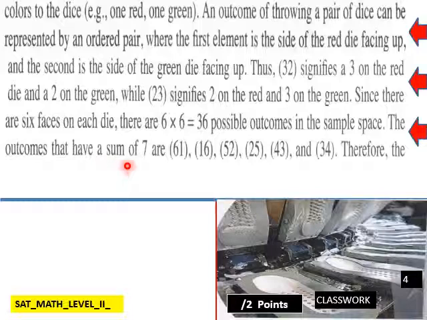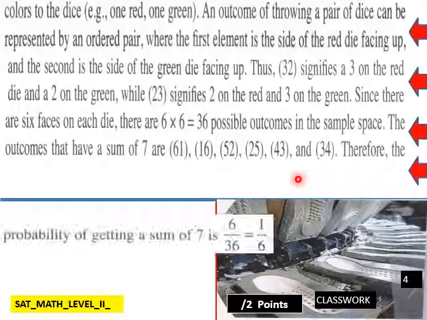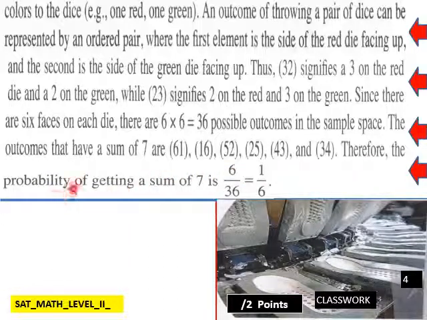The outcomes that have a sum of 7 are 6-1, 1-6, 5-2, 2-5, 4-3, and 3-4. Therefore, the probability of getting a sum of 7 will be 6 out of 36, or 1 out of 6.